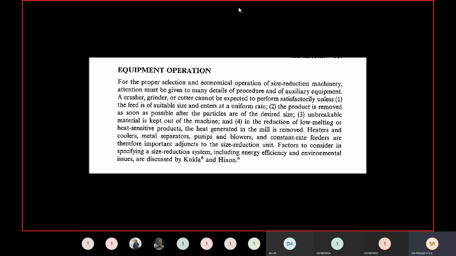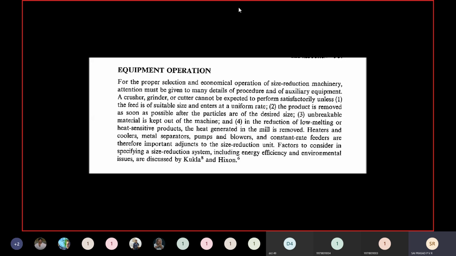And attention must be given to many details of procedure and of auxiliary equipment. Now, what is the meaning of auxiliary equipment here? First point, already we have assumed that in any type of crusher, as far as possible, if you try to avoid the foreign particles, it will be a good thing. Means what? Suppose you are using limestone, you see that only limestone ores are sent to this system. Means beforehand we should have a purification system like flotation, or any type of device, that should be before only.